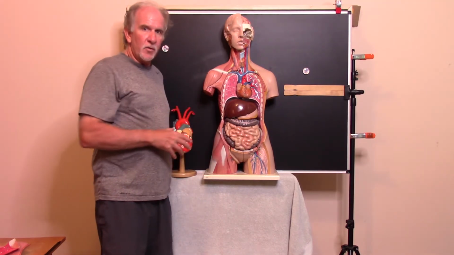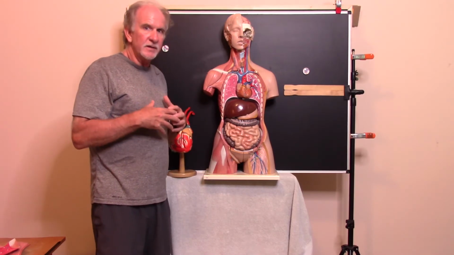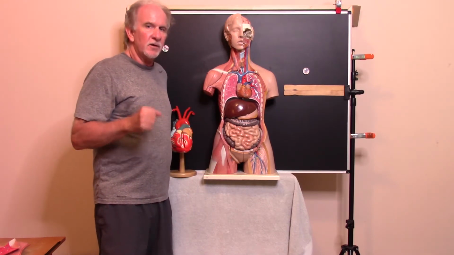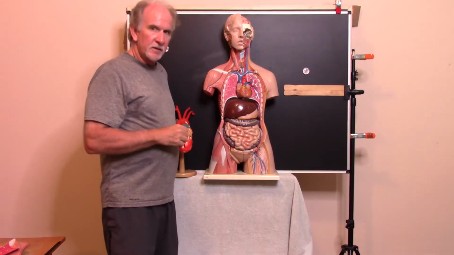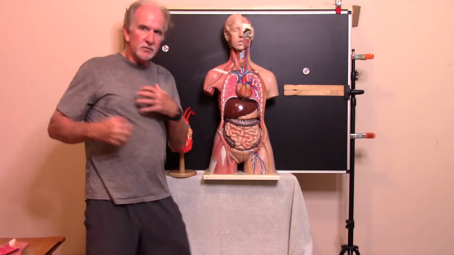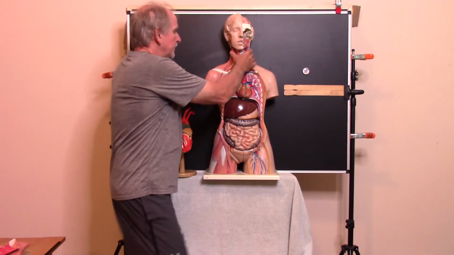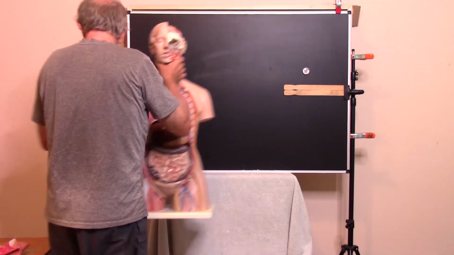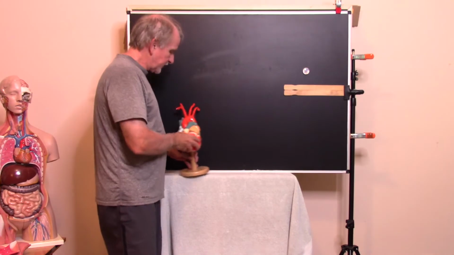This is a 3/4 size model. In our bodies at full size, the heart is approximately the size of your fist. The heart is angled towards the left side of the body. So I'm going to pull this down, and then we'll take a look at this heart model.